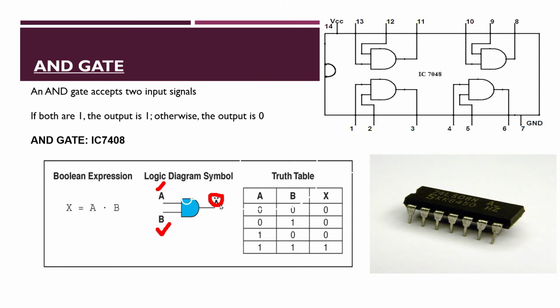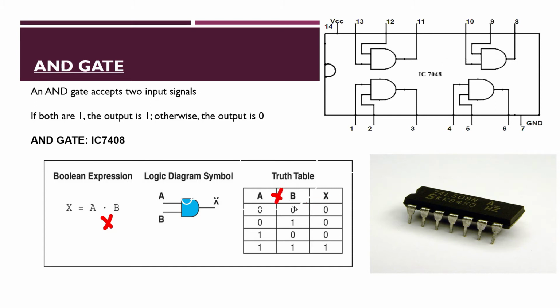There is a Boolean expression available for each and every gate. In the case of the AND gate, it is X is equal to A dot B. X is going to be A dot B. So A into B. It is the same as A dot B, A into B. You have to multiply A into B, and the value will be equal to X.